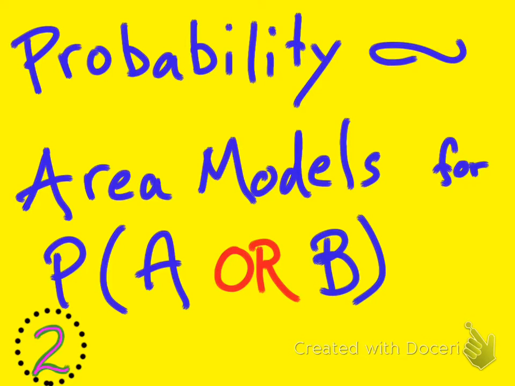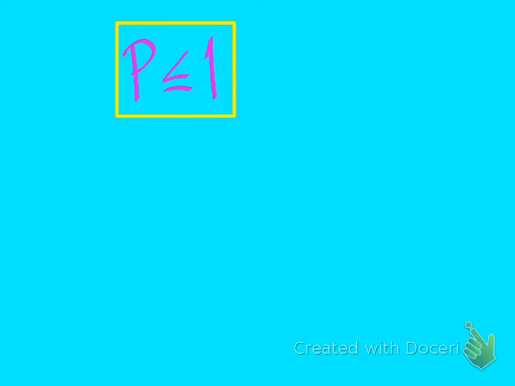Hey everybody, thanks for showing up to this video too. This is the second of a couple of videos on probability area models. And in this one, we're going to deal with the question of the probability of A or B, which is called a union of events, by the way. Anyway, let's summarize a little bit what the first video showed us just to be complete here.